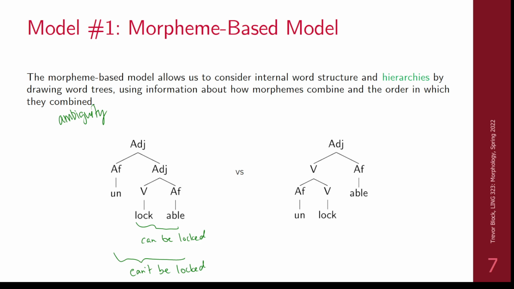But in the second case, where un attaches to lock first and able is after, this is just the verb unlock. So this is to reverse locking. And when we say unlockable, this just means that it can be unlocked. So the meanings are different. One is something cannot be locked. And the other one says it can be unlocked. It has the potential to be unlocked.